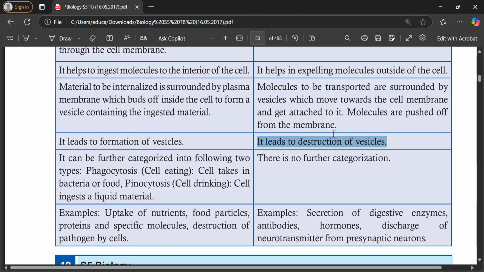It can be further categorized into the following two.